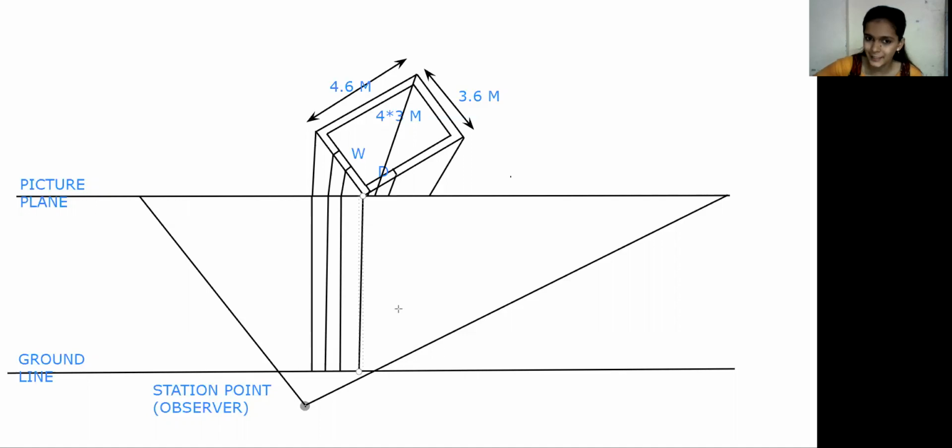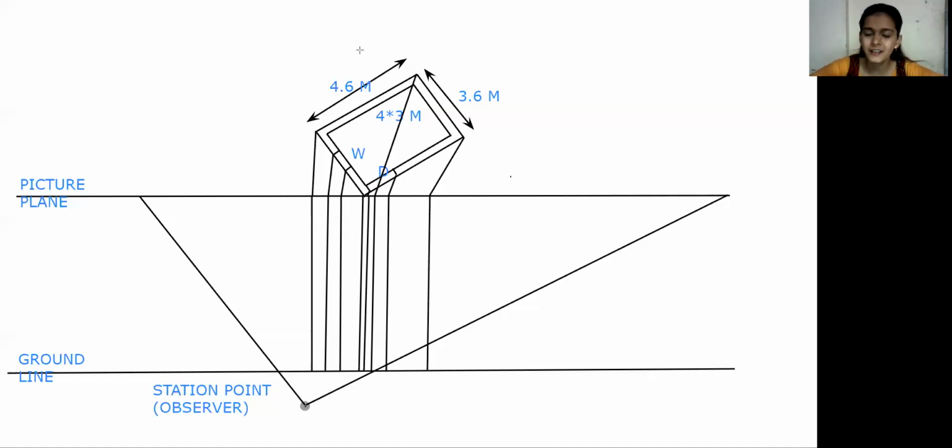Here is a measure line, the vertical line from the plan which touches the picture plane. That line is known as the measure line, on which we are going to show the actual dimensions. So here the vertical lines are drawn.